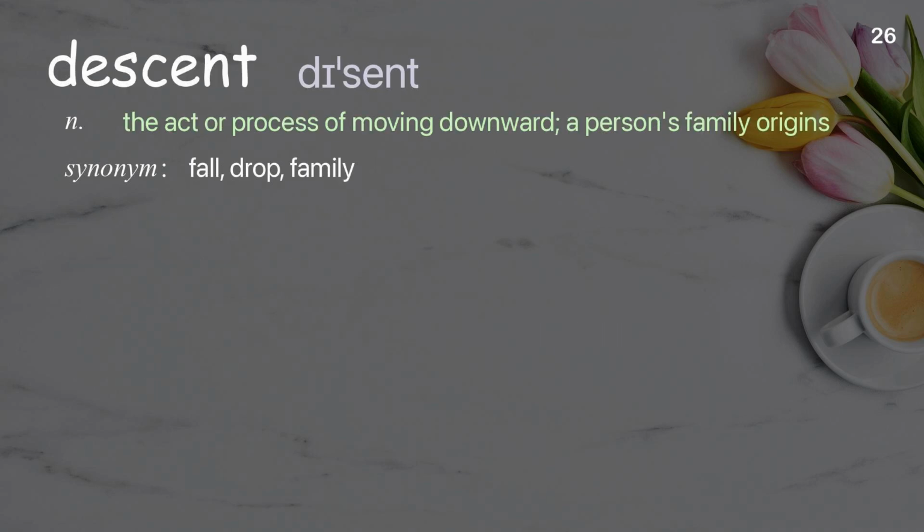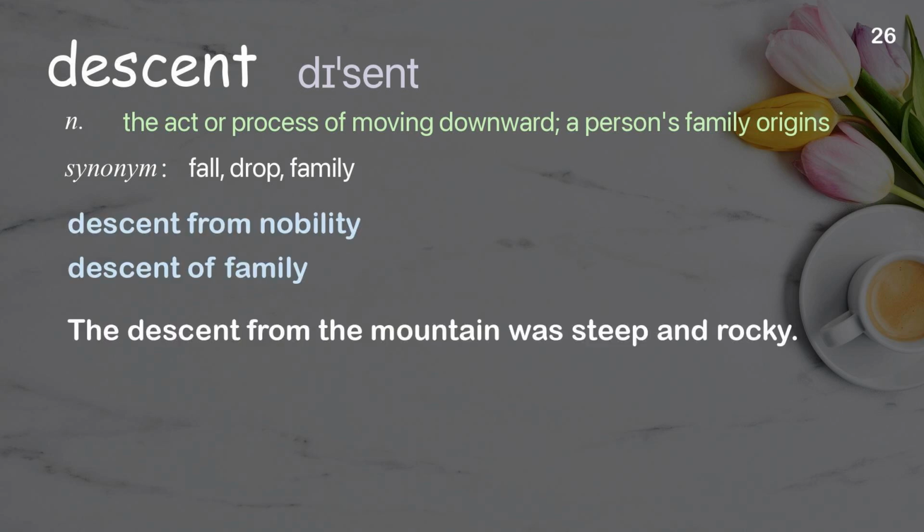Descent. The act or process of moving downward, a person's family origins. Examples: Descent from nobility. Descent of family. The descent from the mountain was steep and rocky.